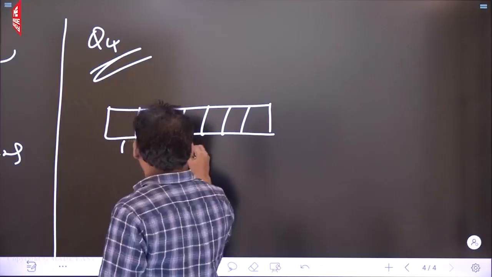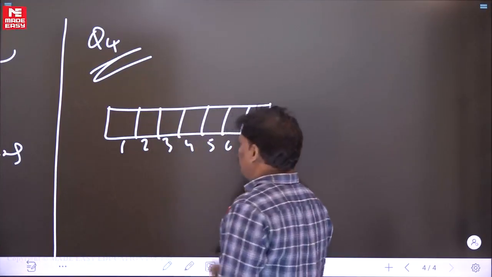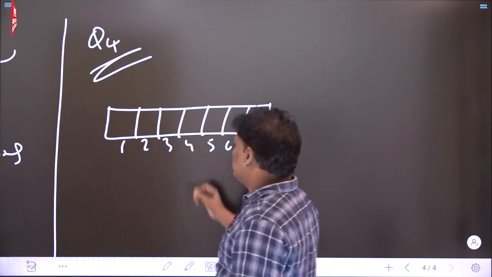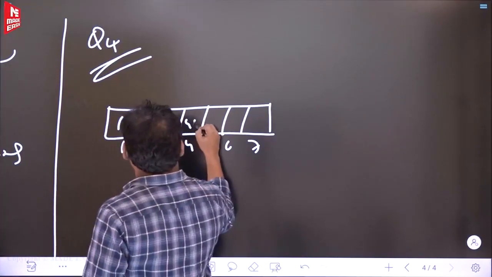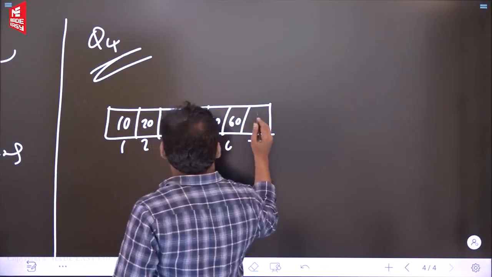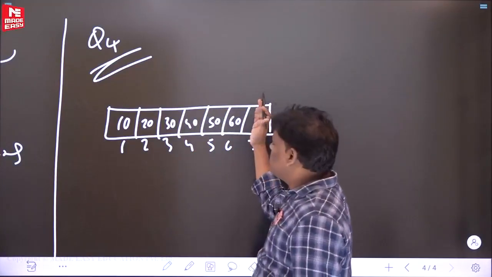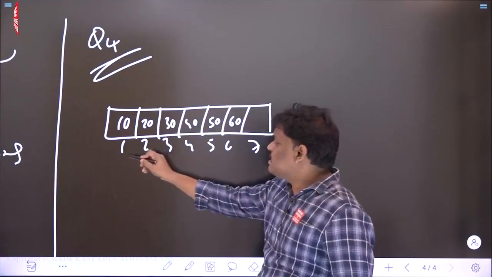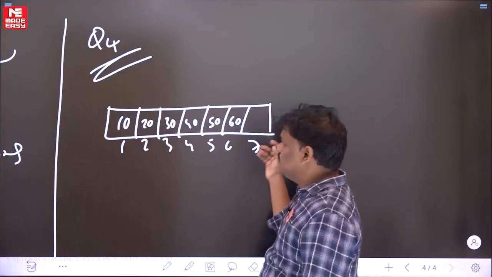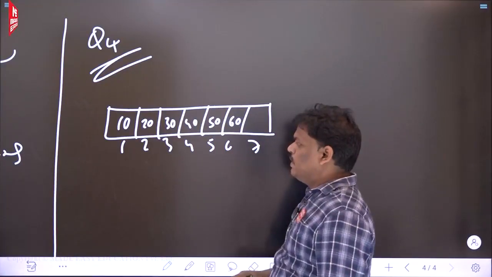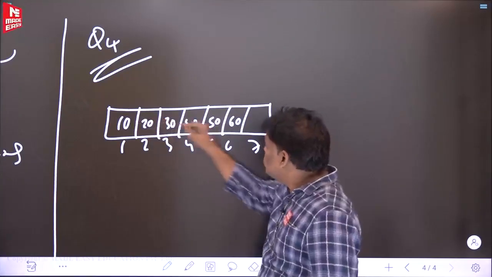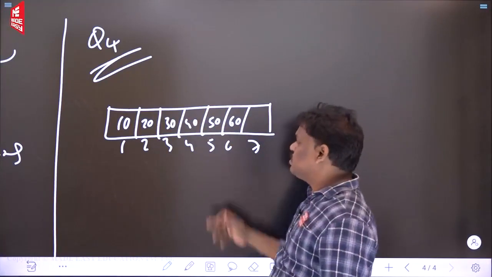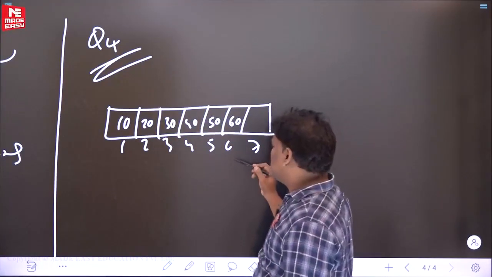1, 2, 3, 4, 5, 6, 7. Next one, make sure that everyone listens. 10, 20, 30, 40, 50, 60. If you observe clearly in this one, indexes are increasing, values are also increasing. There is no inversion in this array. Everyone knows. Now see the answer.